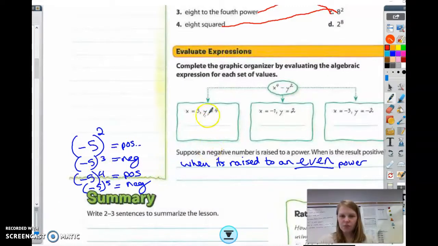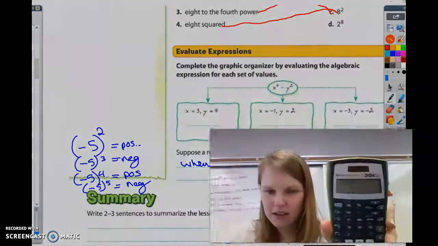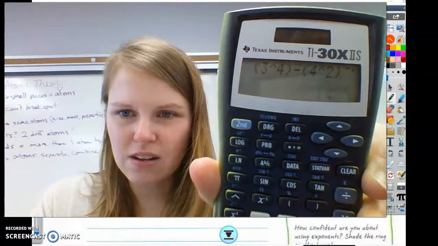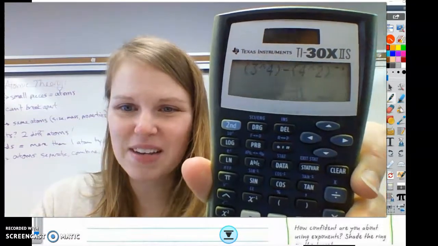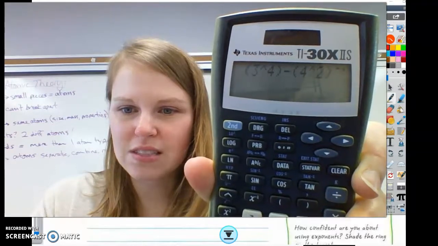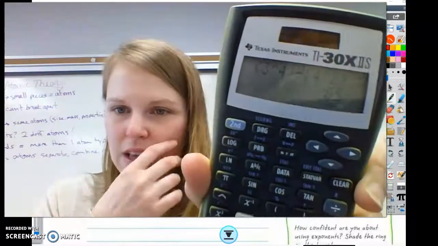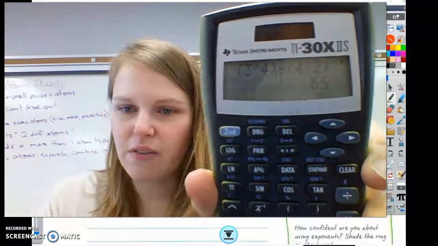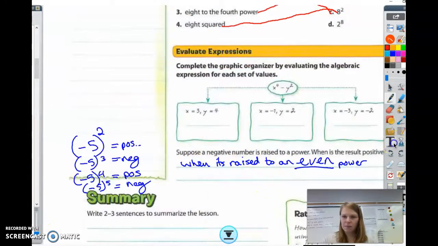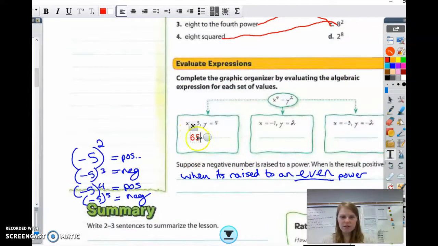Alright, so for this one, if we're saying 3 to the 4th power minus 4 to the 2nd power, when I plug that into my calculator, I used parentheses because I'm just kind of crazy about parentheses and I wanted to make sure I got the right answer. So I did 3 to the 4th power minus 4 to the 2nd power, and when I hit equals, I get 65 for that one. So that's what I'm going to plug in here for this answer. So we'll type in 65 for this one.